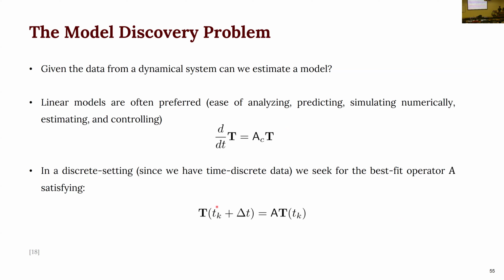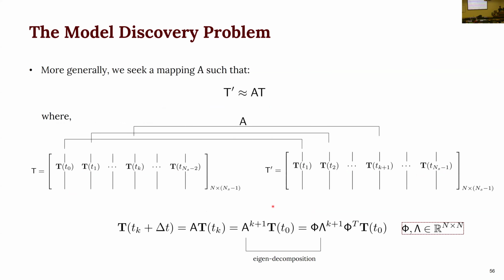Here, as shown here, this operator A maps the state at time t equals t_k to the state at time t equals t_k plus delta t. So basically one time point to the next. Now, can we estimate A just from the data? That's basically the question we are trying to answer here. So we want to identify the best fit operator that advances our state from one time to the next.